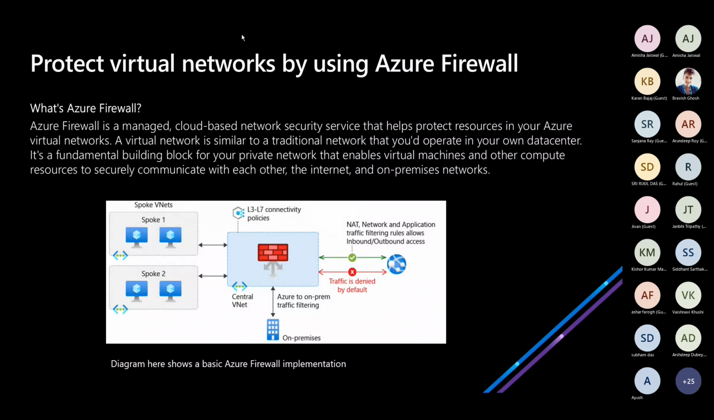Protecting virtual networks by using Azure Firewall. Now, what is Azure Firewall? Azure Firewall is a managed cloud-based network security service that helps you protect resources in your Azure virtual networks. A virtual network is similar to a traditional network that you'd operate in your own data center. It's a fundamental building block for your private network that enables virtual machines and other compute resources to securely communicate with each other, the internet and on-premises networks.